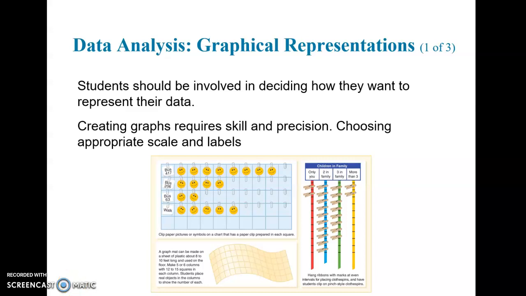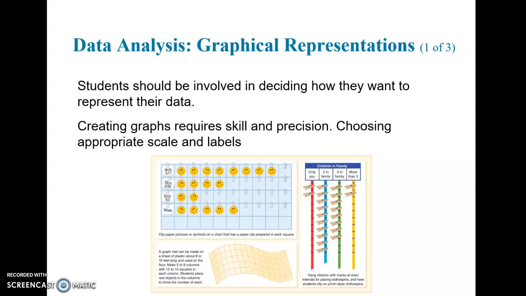Students should be involved in deciding how they want to represent their data, but they will need to be introduced to what the options are and when each display can and cannot be used. Creating graphs requires care and precision, including determining appropriate scales and labels so that the audience is able to see at a glance the summary of the data that was collected.